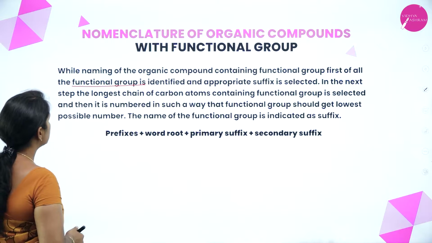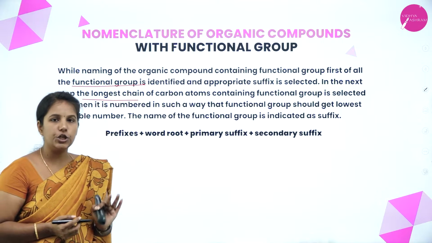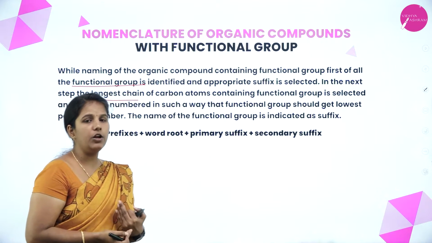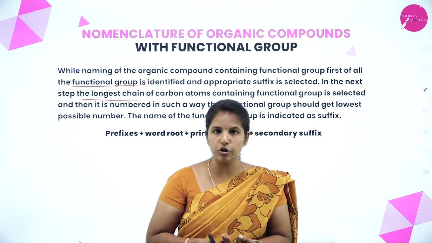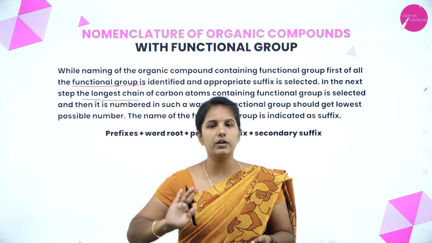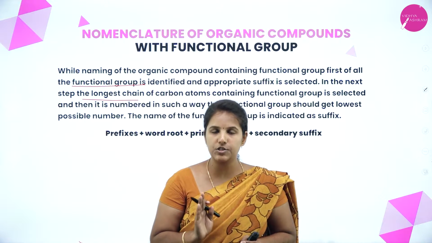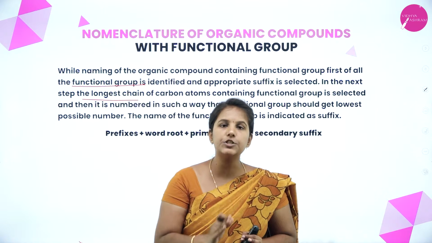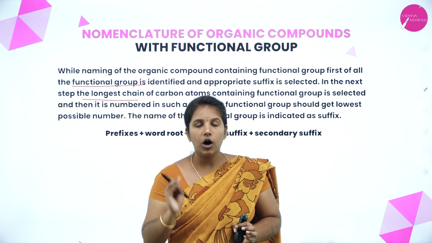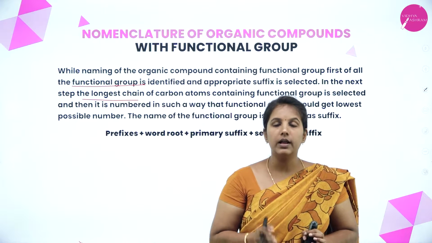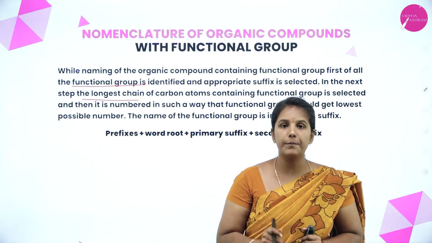In the next step, the longest chain of the carbon atom containing functional group should be selected. In the example, you will come to know that if the long chain is your parent chain and does not contain a functional group, we will name it as such, as we have learned in the previous classes. If the functional group is there in the side chain or in the straight chain, we have to select the chain in such a way that the functional group must be there. Then only we say it is nomenclature of organic compounds containing functional group. That functional group containing carbon should get what? Least number, or it should get preference first.